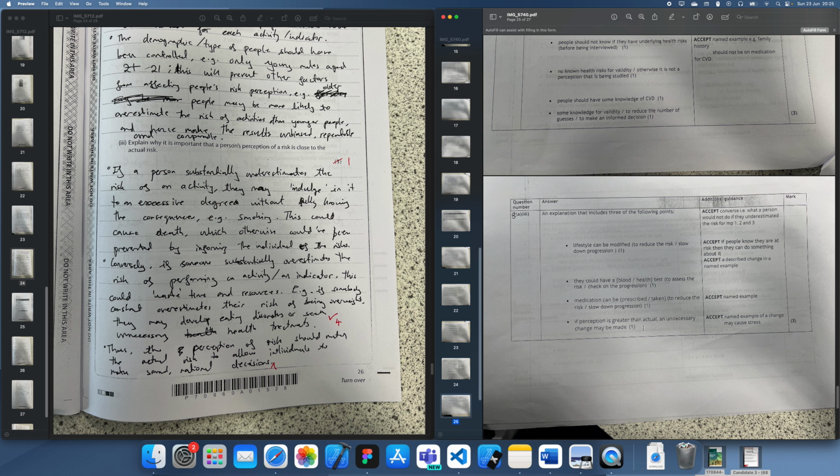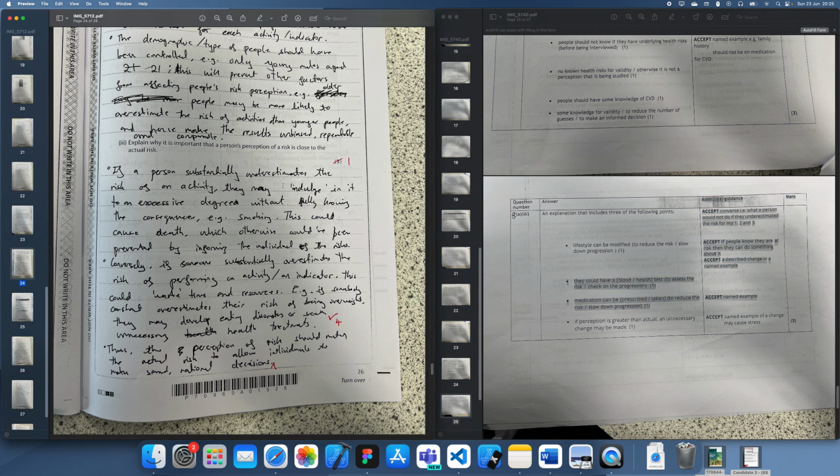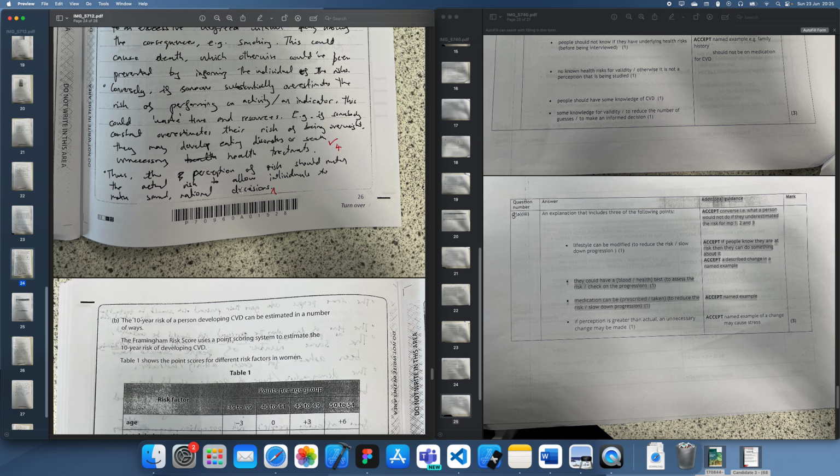So if you properly know your actual risk accurately, then you can accurately modify your lifestyle. You can get medication, and I managed to secure mark point 4. Okay, yeah. So I have to just explain how these medications could be given effectively if the perception of risk is on point.